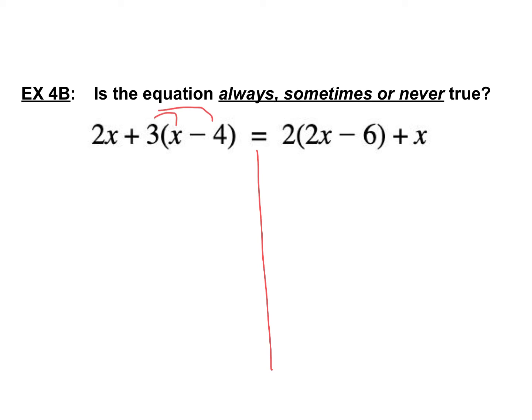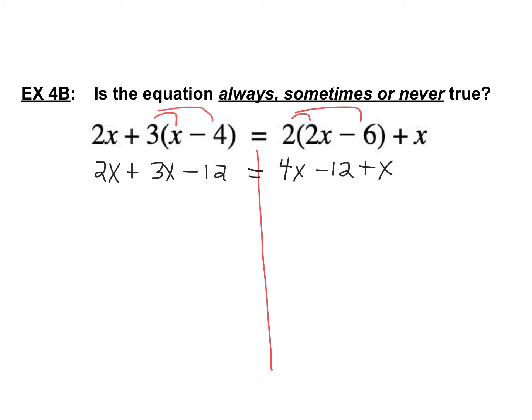So I'm going to go ahead and distribute here. So I have a 2x plus 3 times x is 3x. 3 times negative 4 is negative 12. And then if I distribute here, 2 times 2x is 4x. 2 times negative 6 is negative 12. And then don't forget about your plus x.